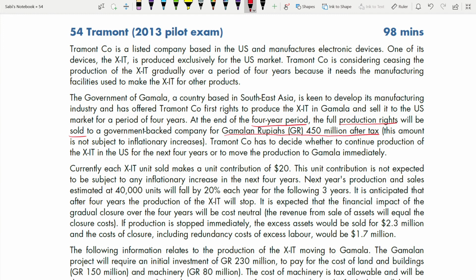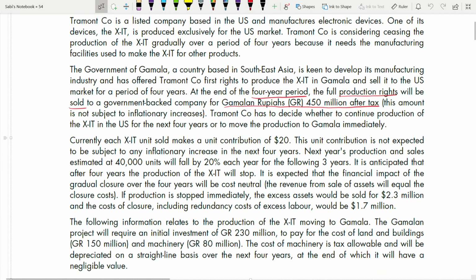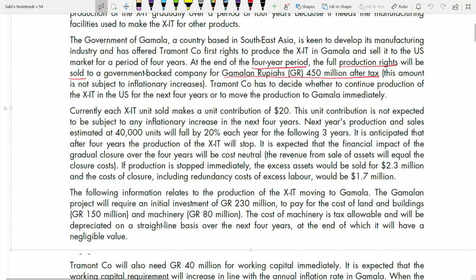Okay, Tramont company has to decide whether to continue the production of XIT in the US for the next 4 years or to move the production to Guatemala immediately. This was your requirement, whether they have to continue the production in US or move it to Guatemala immediately. Now, how can we decide that? We cannot solve this question now unless we do some calculations.